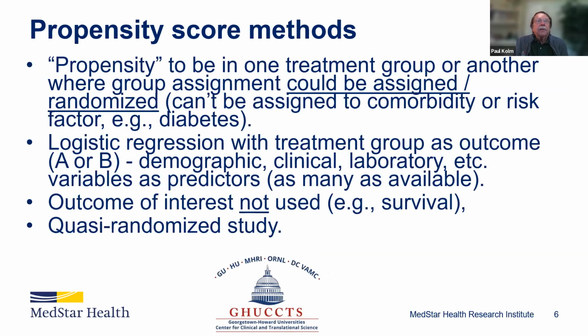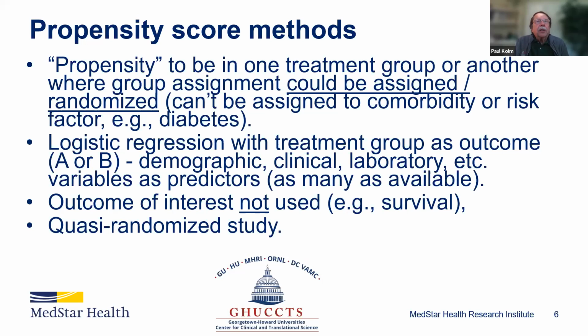But in certain situations, you can't do a randomized trial just because of the nature of the treatments. What you can't use propensity score for is assigning comorbidity or risk to a risk factor like diabetes. You can't assign a group to diabetes or no diabetes. A patient has no diabetes or has diabetes. That's a patient characteristic. So it's not something that you can create a propensity score for and then try to match patients on that.